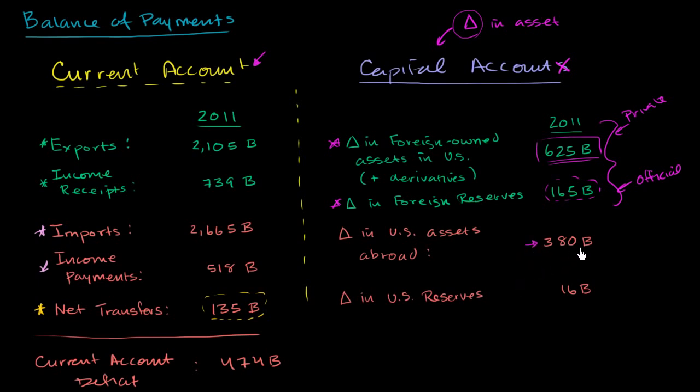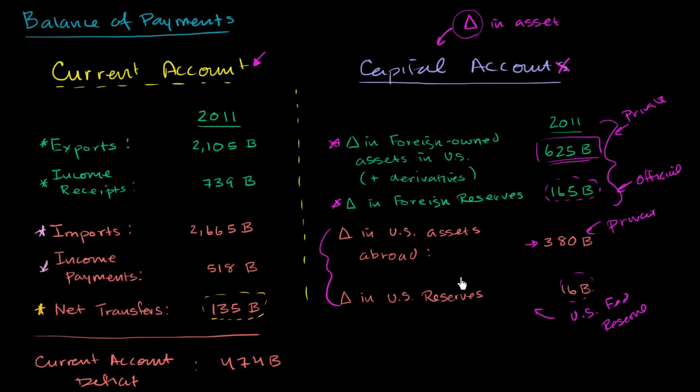But once again, I wrote it over here in orange because it is an outflow. I'm making a payment to a foreign national. And this, once again, is a breakdown between the private sector for the most part, and this over here is the U.S. Federal Reserve. So if the U.S. Federal Reserve were to go and buy an asset from a foreign government, bank, or individual, let's say a foreign bond, then this number right over here would increase.